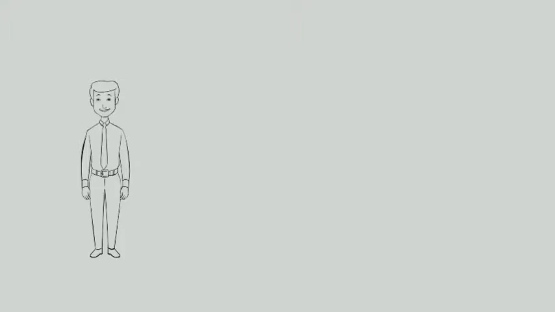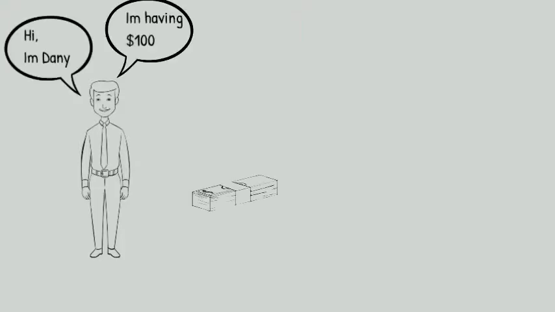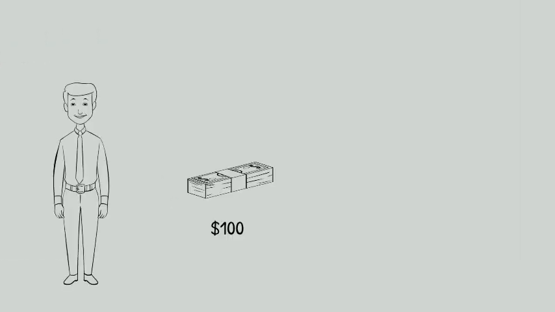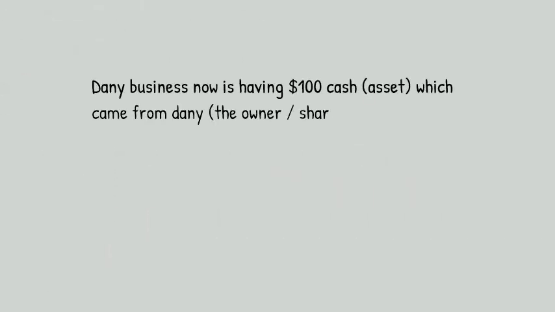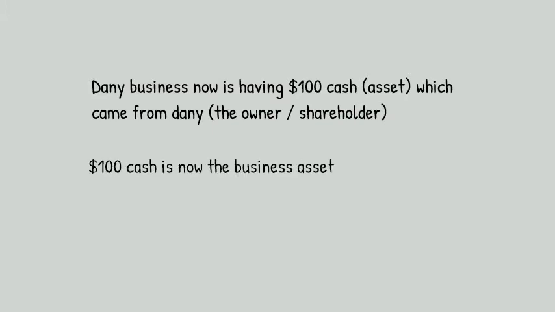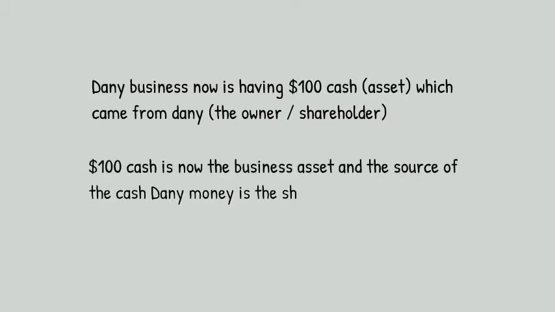And to explore it further, we are going to look into our friend Dany's business, who has $100 and he wants to invest it. Dany decides to use the $100 to buy and sell gift boxes. So he created the business and put the $100 as business capital. When we look at Dany's business now, we will see that he has $100 as cash, which came from Dany, the owner. So the business now has $100 cash as an asset, and the source of this asset is shareholder equity, or Dany's capital.